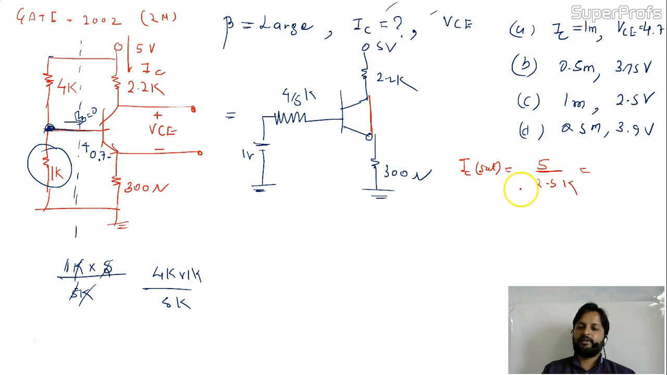So it will be 2 milliampere. Your IC saturation is 2 milliampere. Equation 1. It's fine, perfectly fine. Now we'll come to this, right?